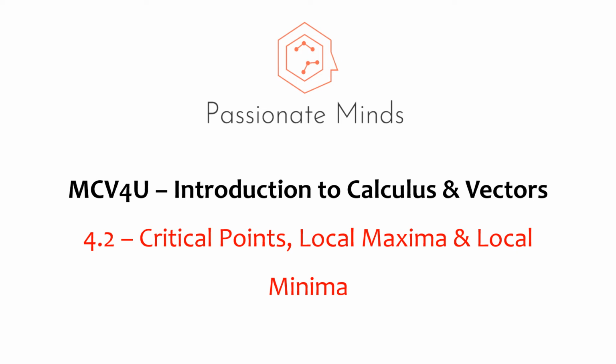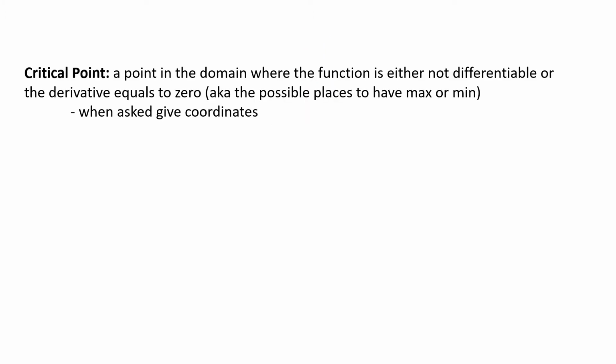Today we will go over section 4.2, which is critical points, local maxima, and local minima. Previously in chapter 3, we learned how to find maximum and minimum by taking the derivative of a function and setting it equal to 0. We also said that when the derivative of a function is undefined, that point also has the possibility of being a critical point where a maximum or minimum occurs.